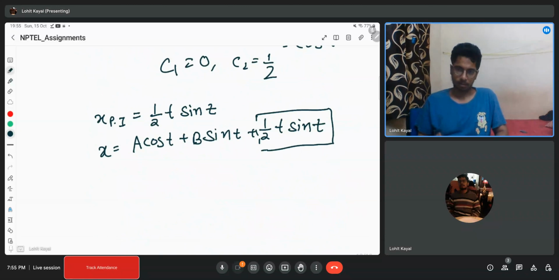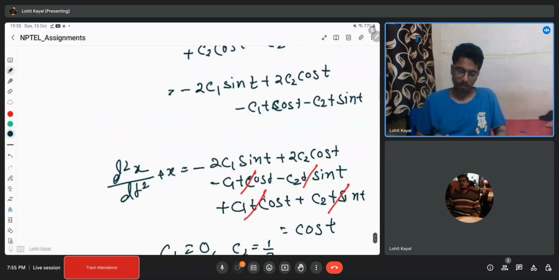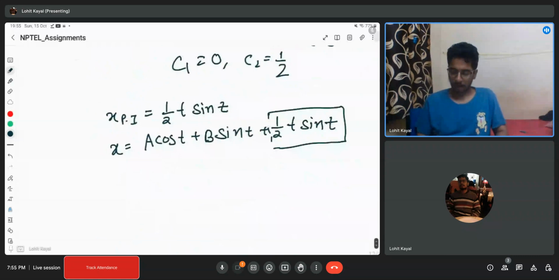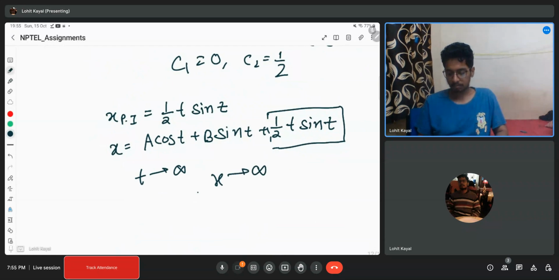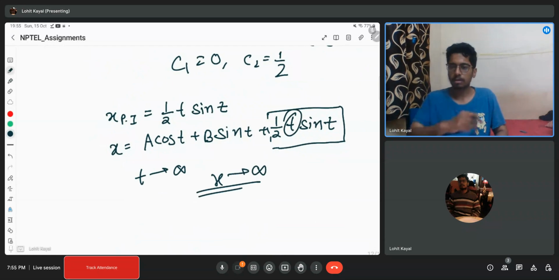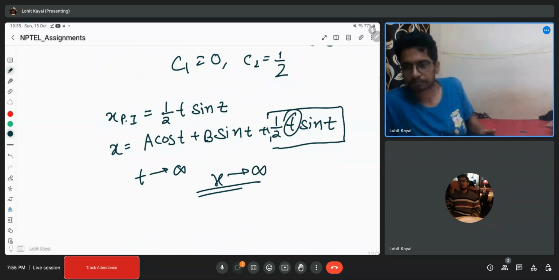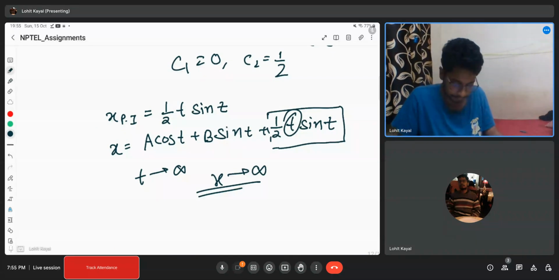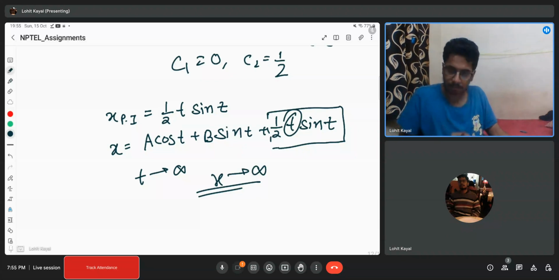Then sin theta will not appear, so it will be just an oscillatory solution. But because of the presence of this cosine term on the right hand side, I am getting a term like half of t sin t. So when t tends to infinity, x tends to infinity, because of this t term it will increase linearly. So the solution will diverge. That is the main problem.